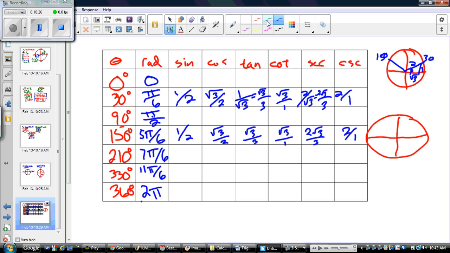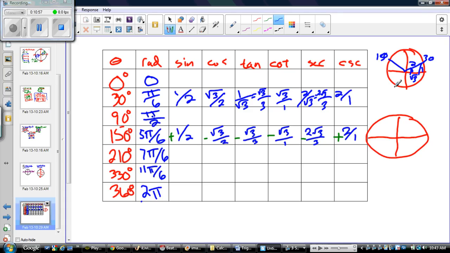And the only difference is now in the second quadrant only sine is positive, which means my sine and cosecant are going to be positive. Everything else is negative. Okay, let me just delete this. Oh, I just deleted all those other signs too. Come back and do that. So we said sine and cosecant is positive, everything else is negative.